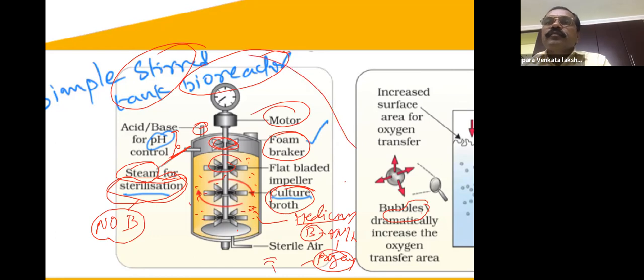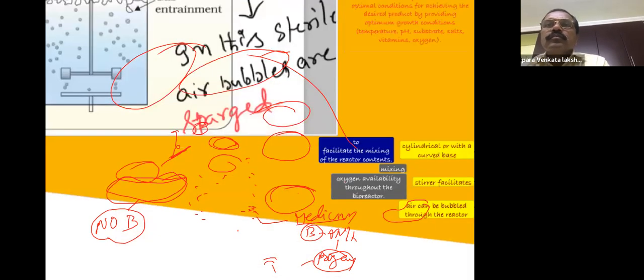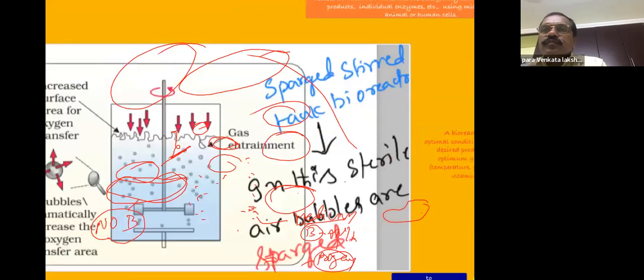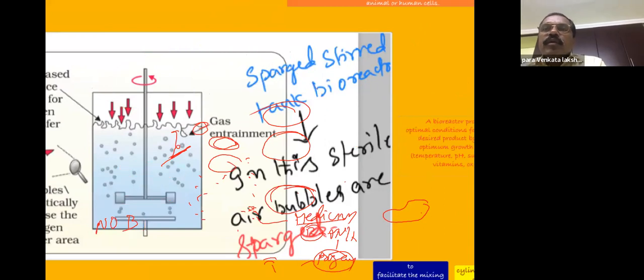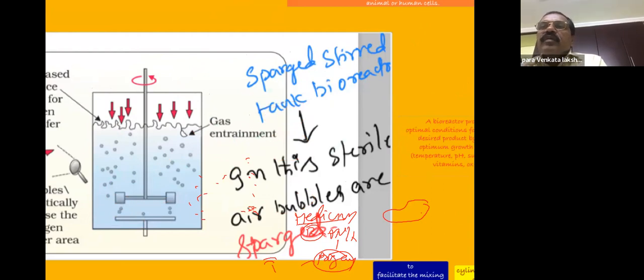How to collect? See, this is one more sterile bioreactor. This is a stirred tank bioreactor, a big tank. Then gas entrainment: gas will be present here. The surface area will be increased, and here this will spray. In this, the sterile air bubbles are sparged. Sparged means sprayed.